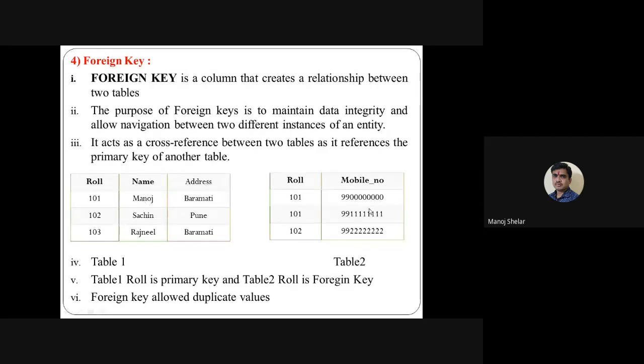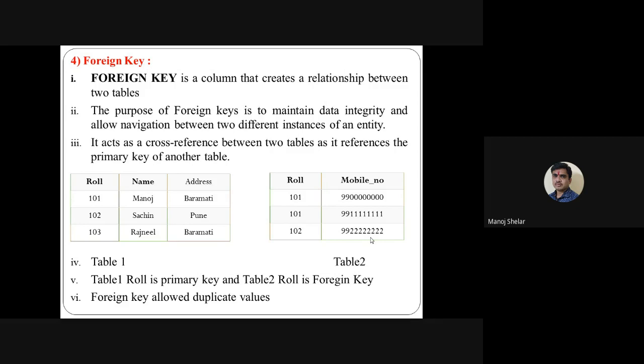Here, suppose book name is an attribute. 101 takes the DBMS course book for exam purposes. 101 takes the Galvin book for the operating system. 101 takes a book for computer networks. These are some standard books for specific core subjects.